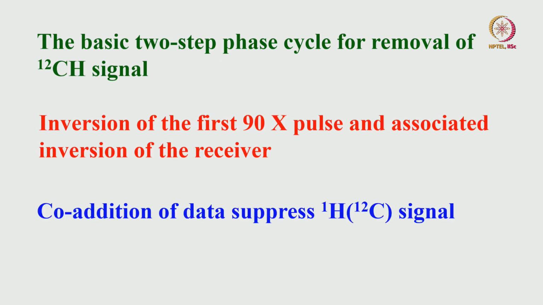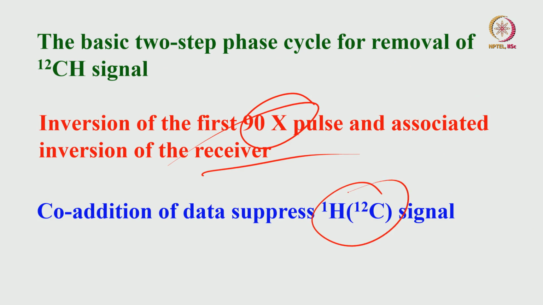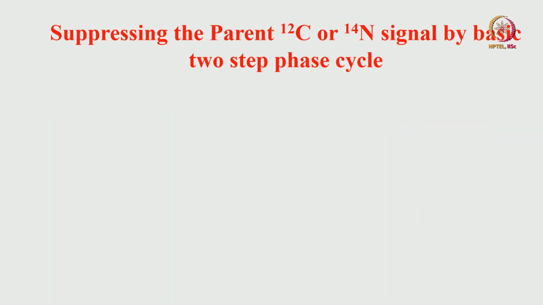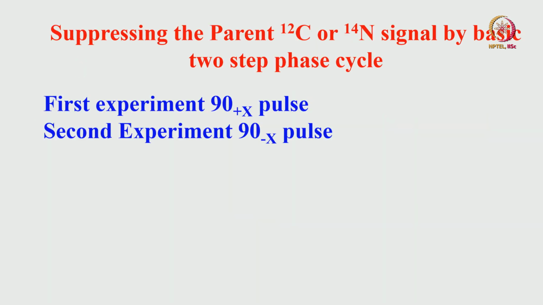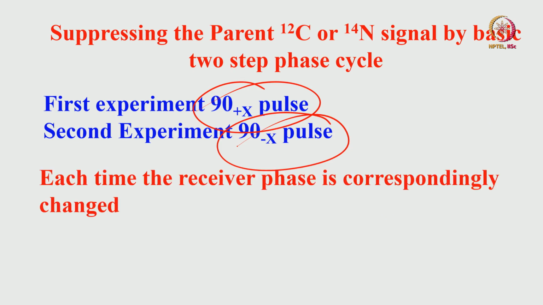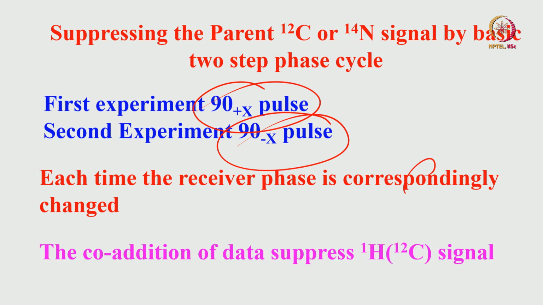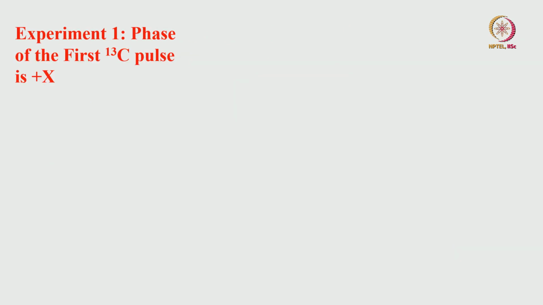This is where I said basic 2 pulse sequence, 90 pulse experiment associated with inversion, and then co-addition of the data will suppress the signal corresponding to abundant protons attached to carbon 12, the abundant spin. How do you do this? First experiment you do with 90 plus x, second experiment you do with 90 minus x, and each time you change the receiver phase accordingly. Afterwards, do the co-addition of the data. I will show you an example of how it works.